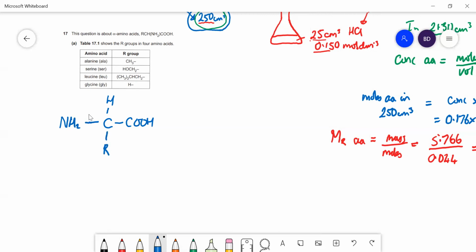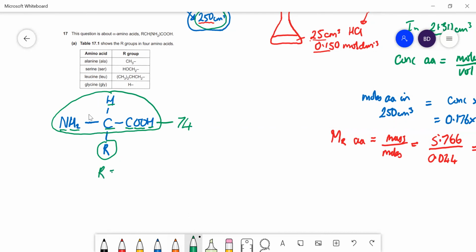Okay, so let's work out how much all that lot weighs. That lot without the R group is 14 for the nitrogen, plus 2, plus another 1, plus 12 for the carbon, plus 12 for that carbon, plus 32 for those oxygens and 1 there. That gives us 74. So we know in this case the whole molecule weighs 131, so the R group is going to weigh 131 minus 74, which is equal to 57.